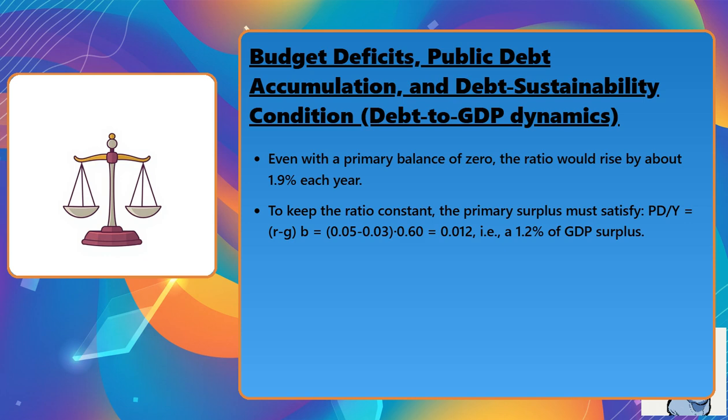To keep the ratio constant, the primary surplus must satisfy PD divided by Y equals (R minus G) times B equals (0.05 minus 0.03) times 0.6 equals 0.012. That is a 1.2% of GDP surplus. Any smaller surplus leads to debt growth. Any larger surplus reduces debt.